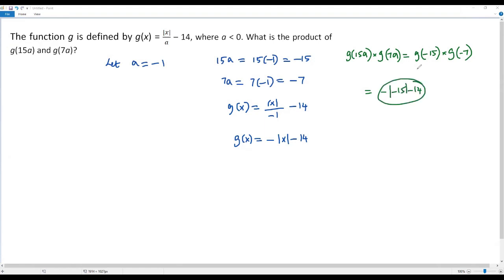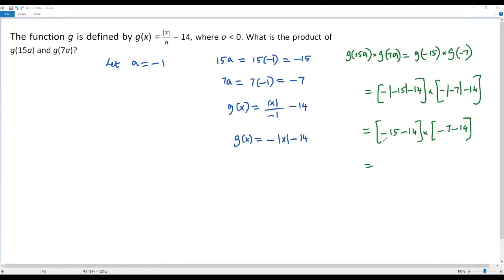So this is what I'm getting for g of negative 15. To get g of negative 7, I have to plug in this negative 7 for x over here. Then I'm getting a negative of absolute value of negative 7 and negative 14. Here, negative absolute value of negative 15 is just negative 15, negative 14, times absolute value of negative 7 is negative 7, negative 14. When I combine negative 15 and negative 14, I am getting negative 29, times, when I combine negative 7 and negative 14, I am getting negative 21.